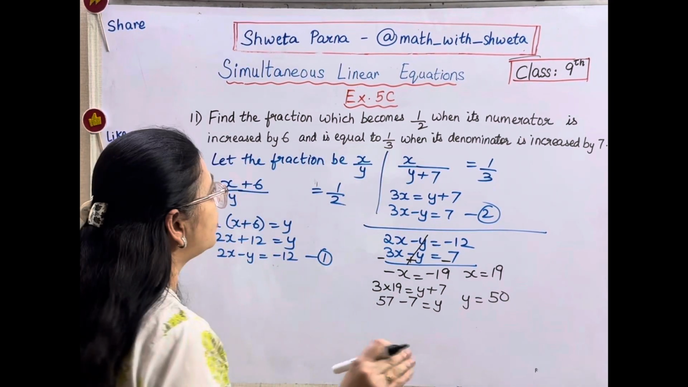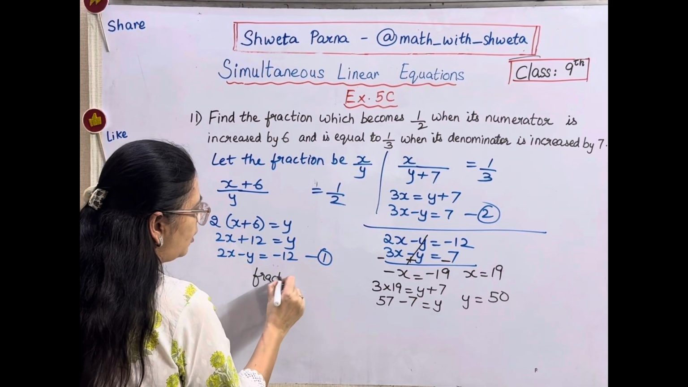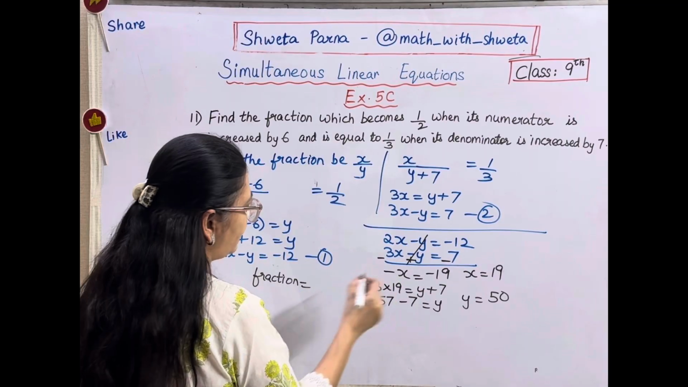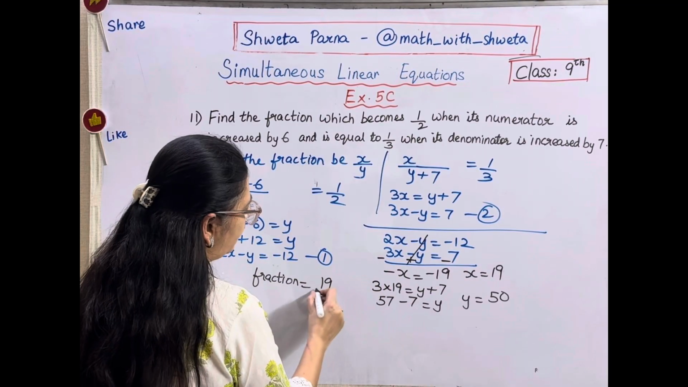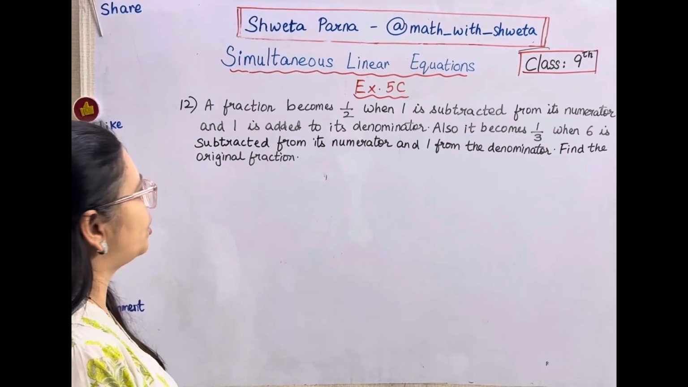Is this the answer? No. You have to find the fraction. So what is the fraction? The fraction is x upon y. What is the value for x? 19, and y is 50. So this becomes your answer. Okay. Let's go to question number 12.